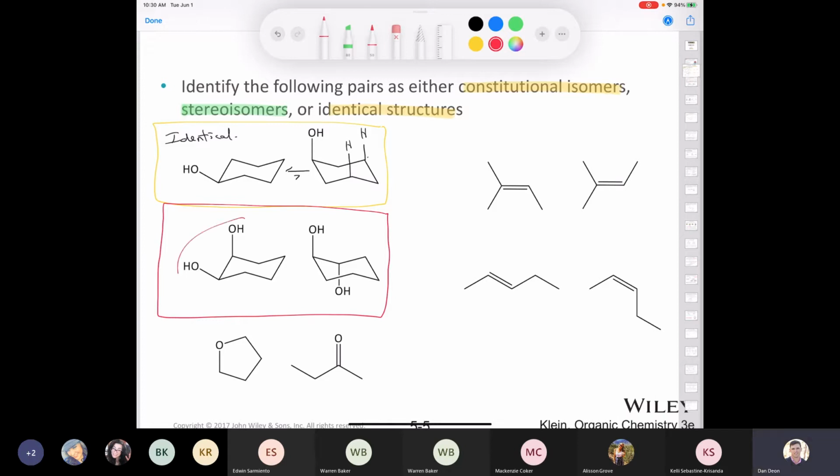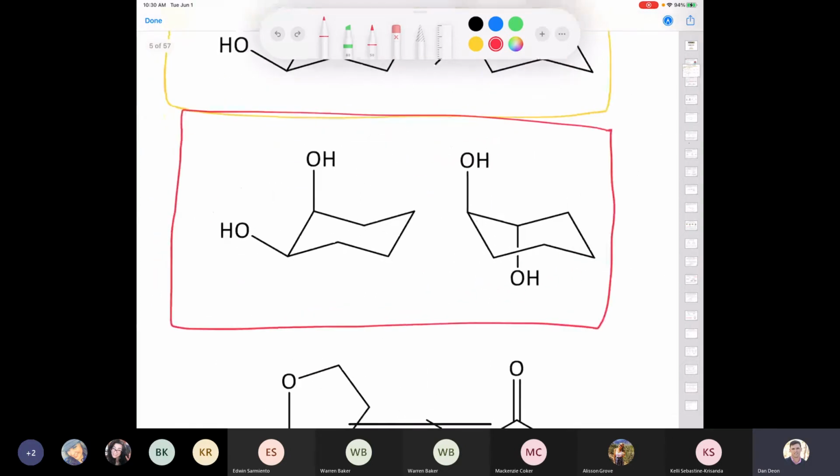So these two here, with the two hydroxyls and the two hydroxyls here. All right, if I look at these two molecules, yeah, exactly, they're stereoisomers. You notice that this hydroxyl is pointing up, this hydroxyl is pointing up. So that means that these two hydroxyls are cis. So this is cis 1,2-cyclohexane diol would be the name of the compound, but that's neither here nor there.